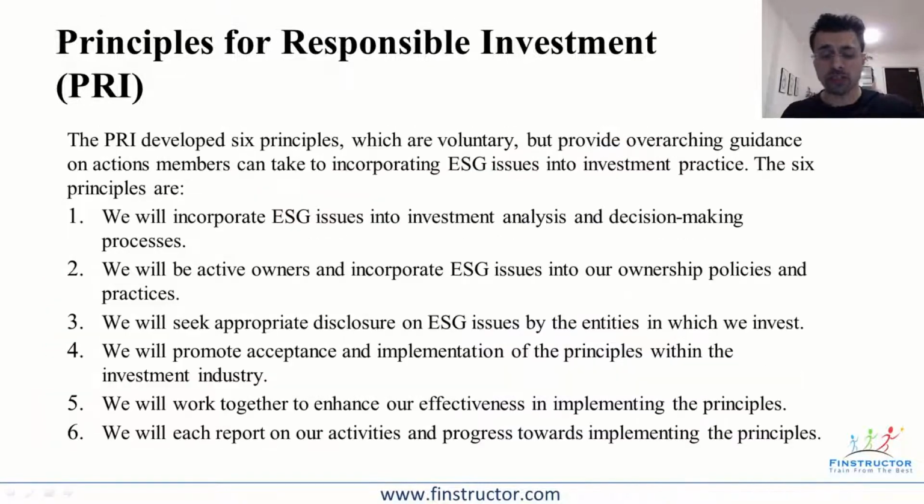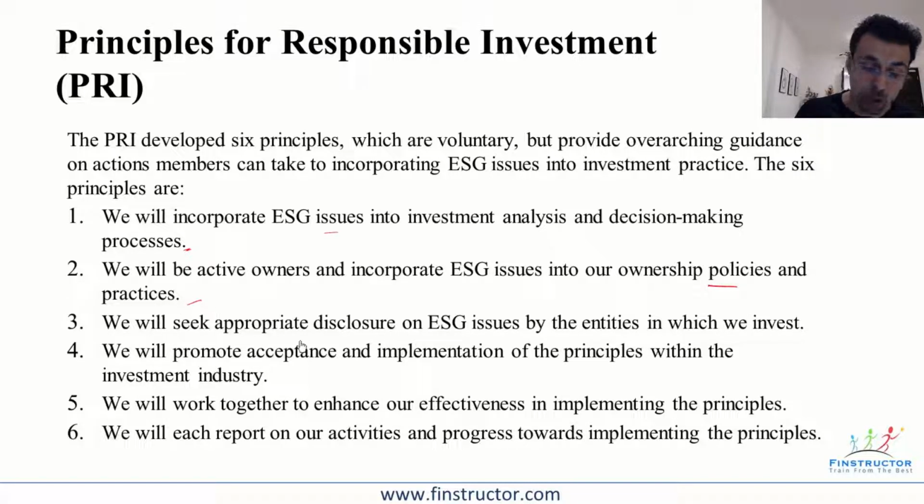So again, a very important institution, and it has developed 6 principles, which are voluntary but provide overarching guidance on actions members can take into incorporating ESG issues into their own investment practice. So the principles are: first, we will incorporate ESG issues into investment analysis and decision-making process. We will be active owners and incorporate ESG issues into our ownership policies and practices.